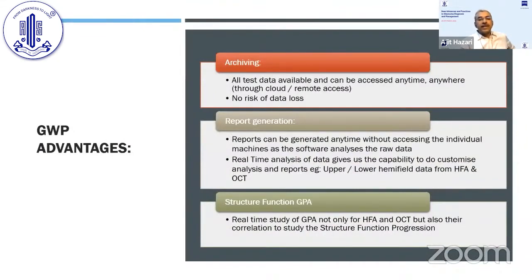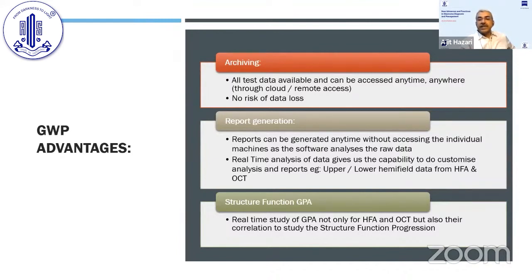So to summarize, the advantages of Glaucoma Workplace are in archiving. We have all test data available, which can be accessed anytime, anywhere, through cloud or through remote access through a LAN cable also. And of course, there is no risk of data loss. Reports can be generated anytime without accessing the individual machines, as the data from all the machines gets stored on the Forum software and we can analyze it there.